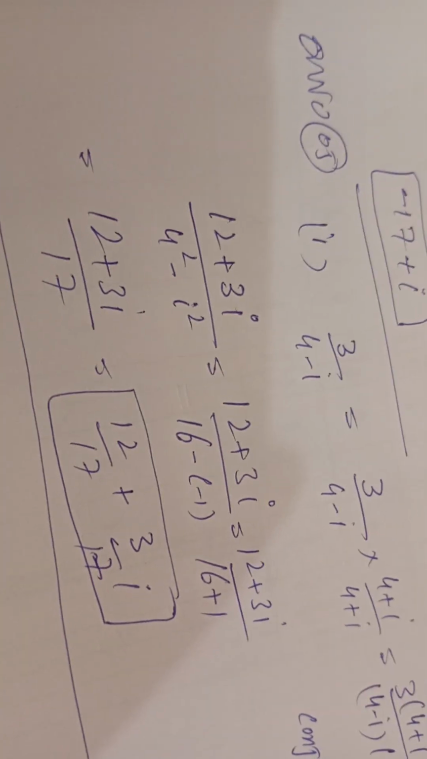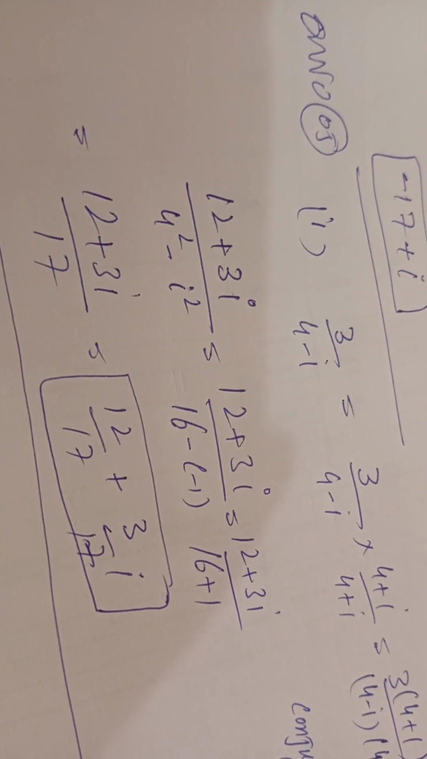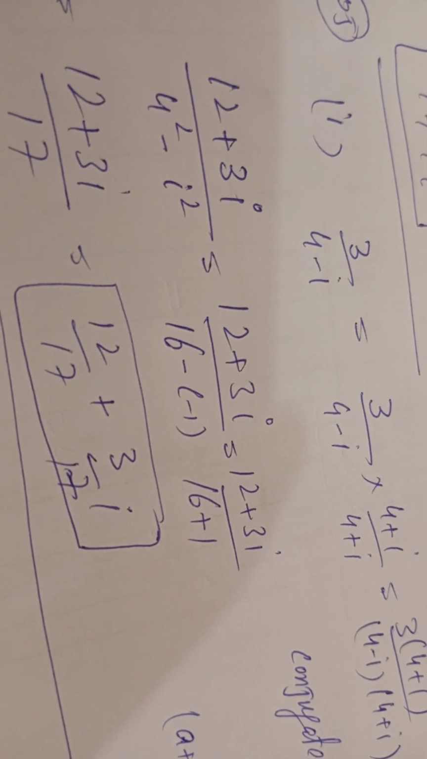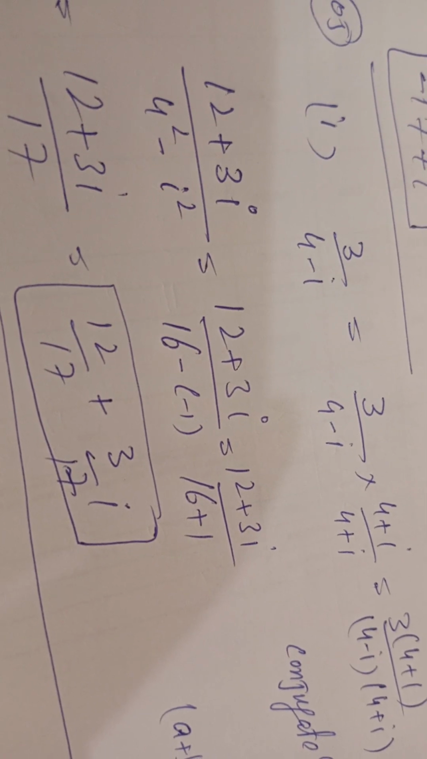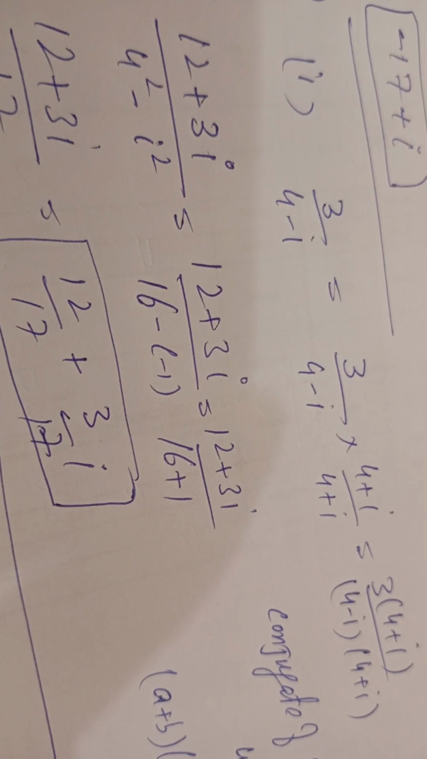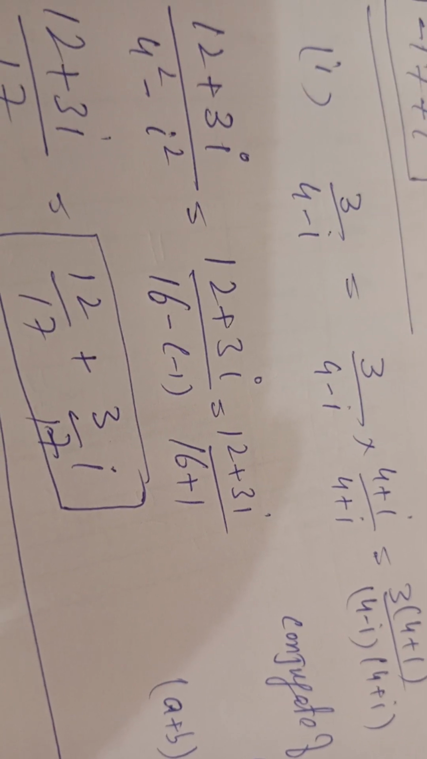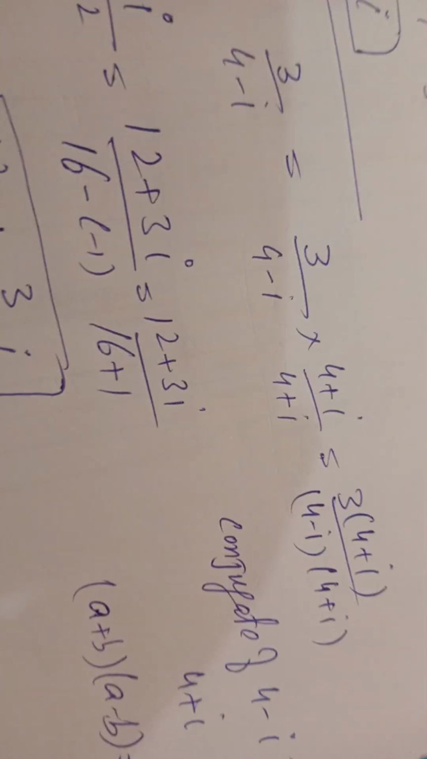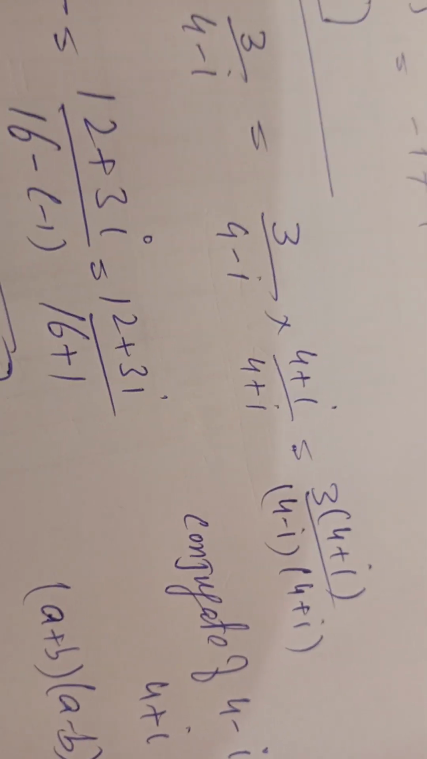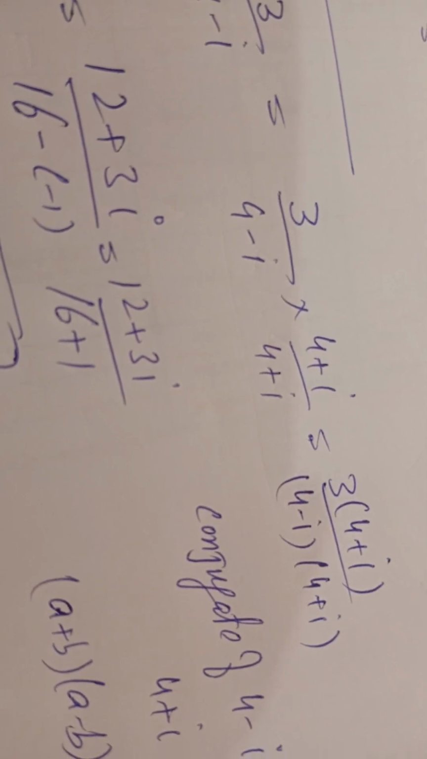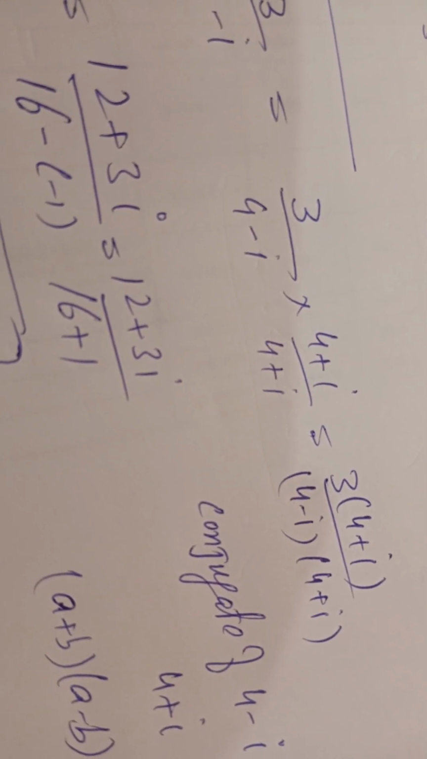The last question of exercise 1.1, that is question 5, sub question 1, 3 upon 4 minus iota. In the denominator, 4 minus iota is a complex number, so the conjugate of this complex number is 4 plus iota. So we multiply and divide by the conjugate of 4 minus iota, that is 4 plus iota divided by 4 plus iota. Again the numerators will be multiplied and the denominators will also be multiplied with each other.